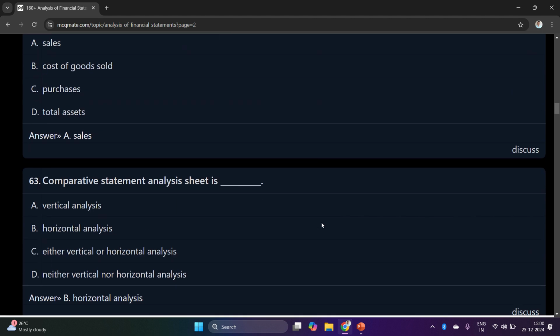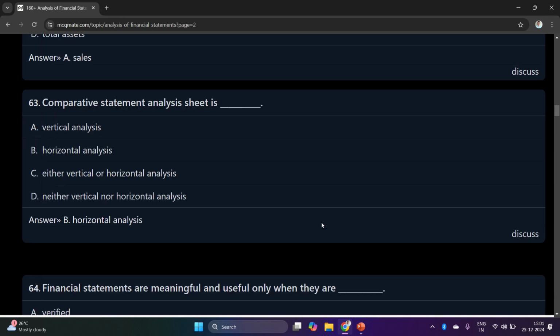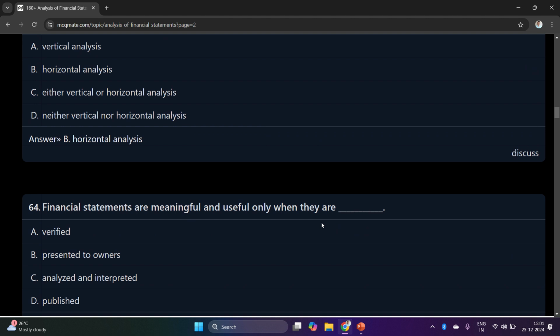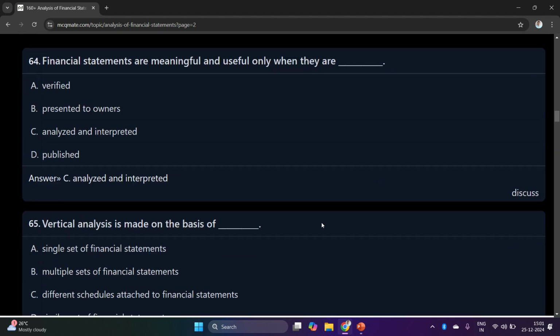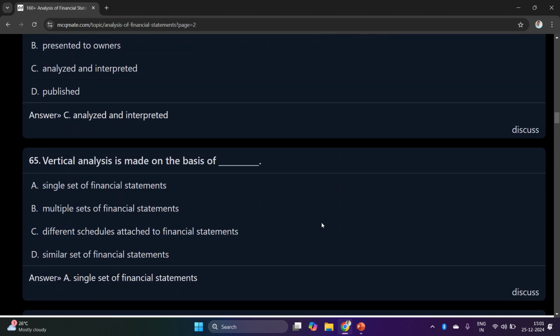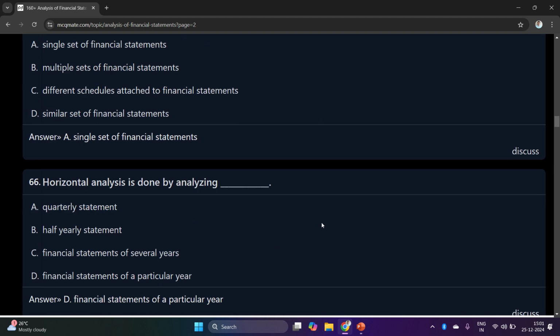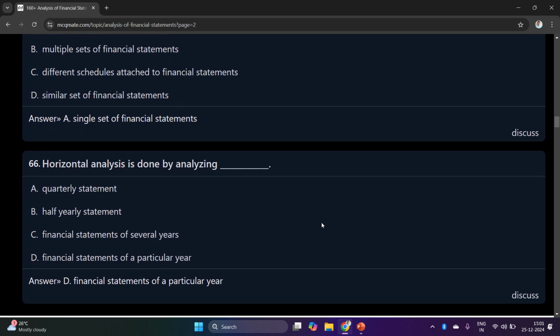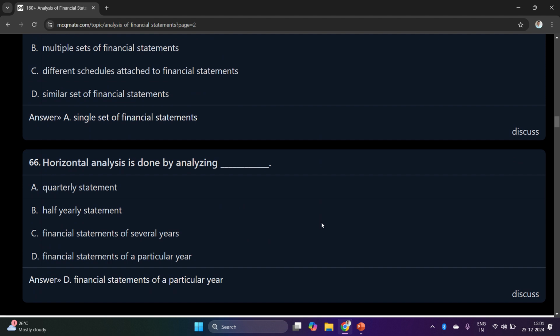Comparative statement analysis is horizontal analysis. Financial statements are meaningful and useful only when they are analyzed and interpreted. Vertical analysis is made on the basis of a single set of financial statements. Horizontal analysis is done by analyzing financial statements of particular years.